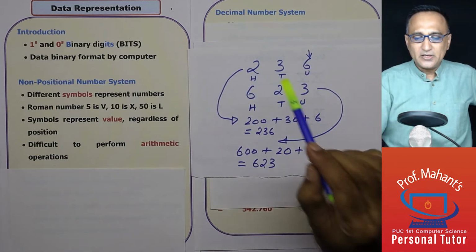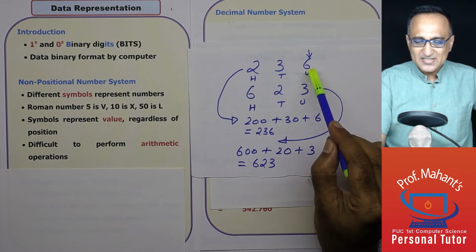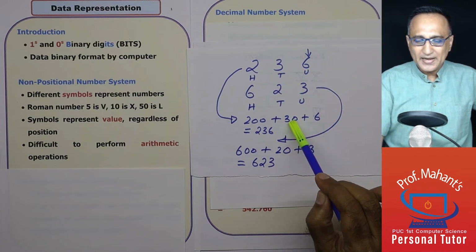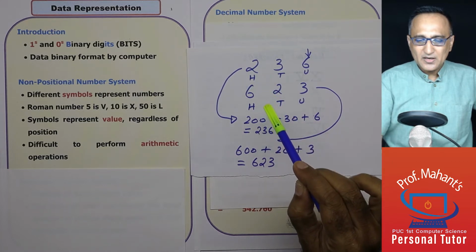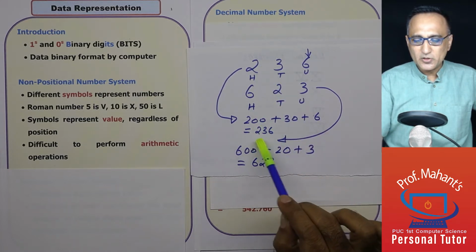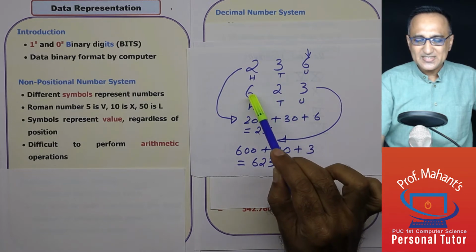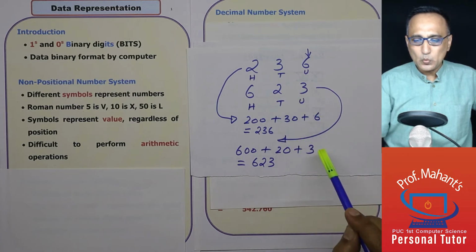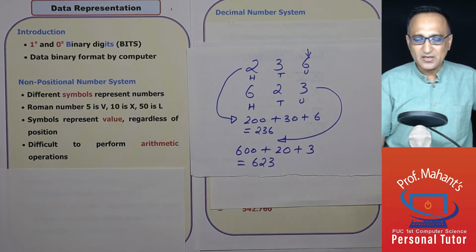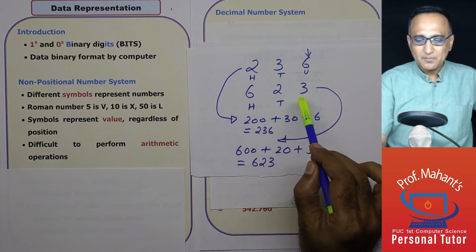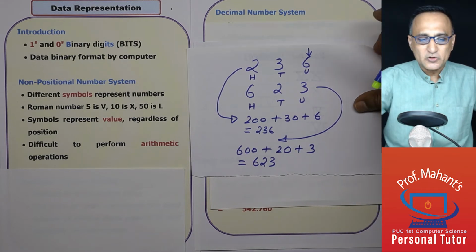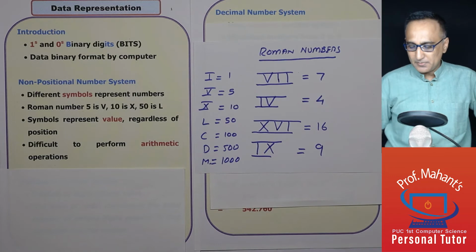Suppose I have a number 236. So 6 is in the units, 3 in the tens and 2 in the hundreds. So it is 6 into 1, 3 into 10, which is 30, and 2 into 100, which is 200, so it becomes 236. 623 is 6 into 100, 2 into 10, which is 20, and 3 into 1, which happens to be 3. So this number is 623. So although the digits are the same, based on their position, they get different values. This is an example of a positional number system.